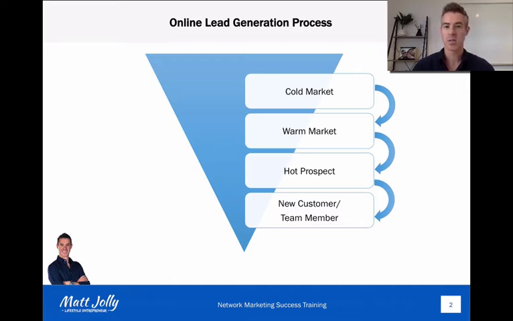So essentially this is your online lead generation funnel, if you like, which is taking someone from a cold market where they don't really know who you are to a warm market through you putting out content and providing value that they start to know, like, and trust you, to a hot prospect when they reach out to you and say, hey, I'd like to know more about your product or your opportunity or whatever it is that you are offering, and then becoming either a new customer or a new team member. So this is the process that we use online every single day to ensure that we have that never-ending stream of people to talk to.